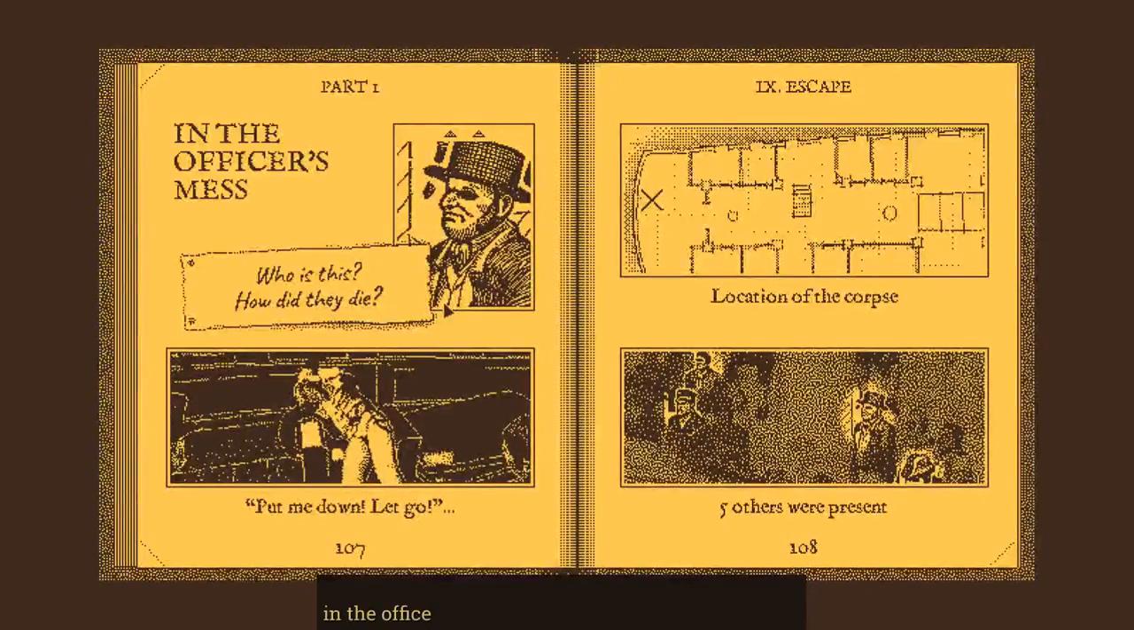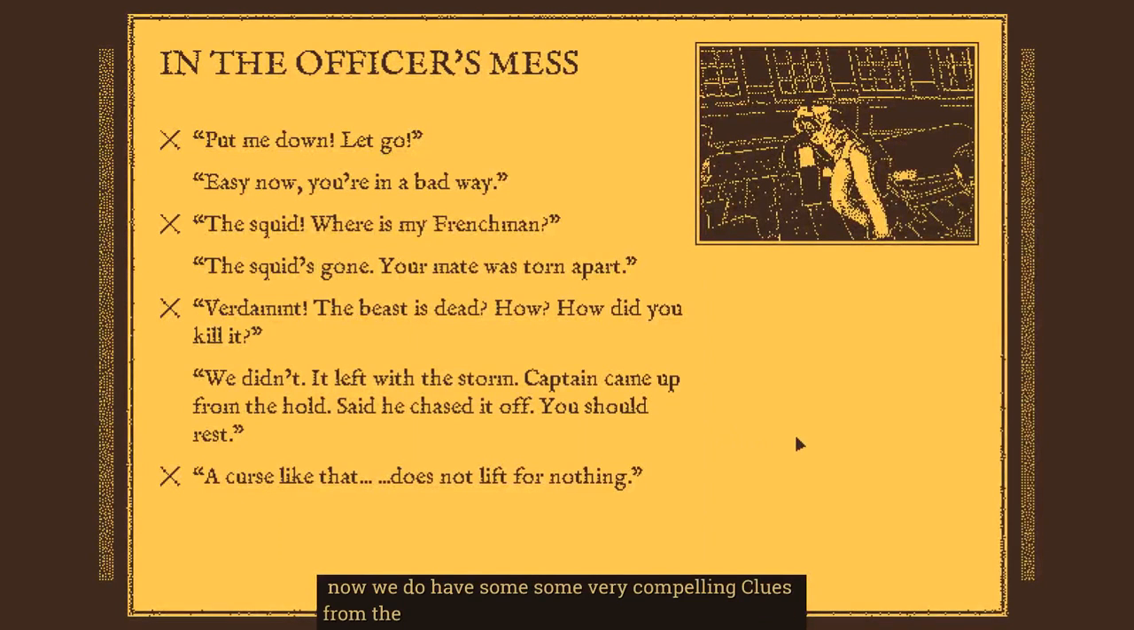In the officer's mess. Okay, that's what this is. The mess. Who is this? How did they die? Now, we do have some very compelling clues from the transcript here. So this man is the one saying, "Put me down, let go." He says, "Where is my Frenchman?" And then the other man responds, "Your mate was torn apart."